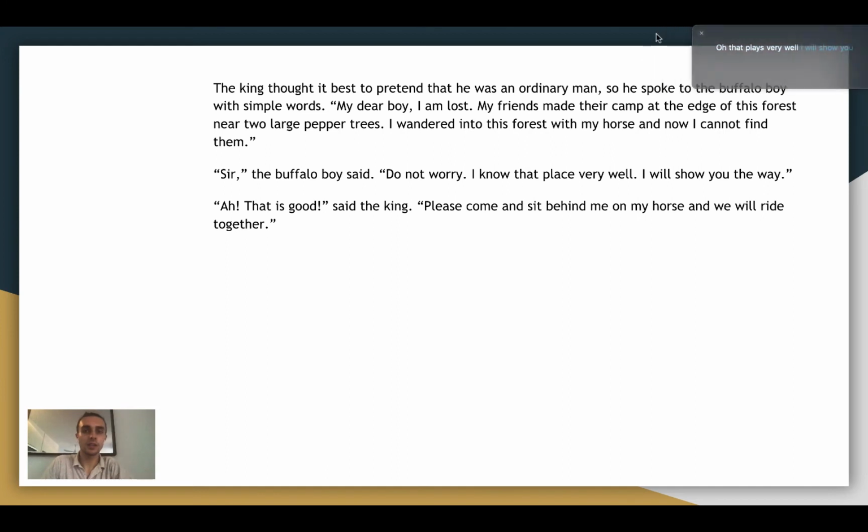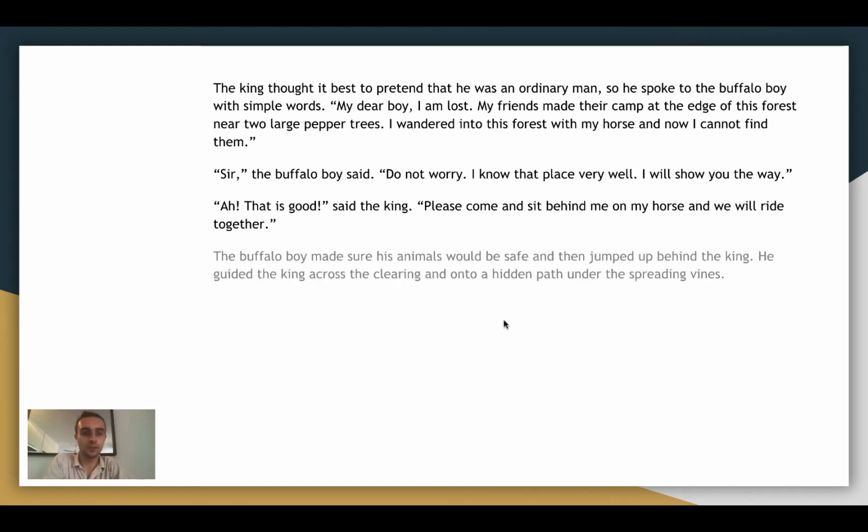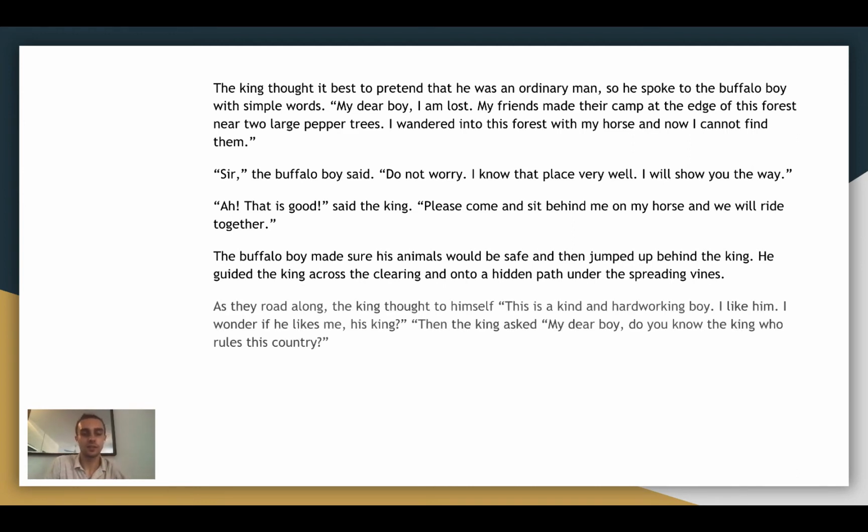"Ah, that is good," said the king. "Please come and sit behind me on my horse, and we will ride together." The buffalo boy made sure his animals would be safe and then jumped up behind the king. He guided the king across the clearing and onto a hidden path under the spreading vines. As they rode along, the king thought to himself, "This is a kind and hard-working boy. I like him. I wonder if he likes me, his king?"